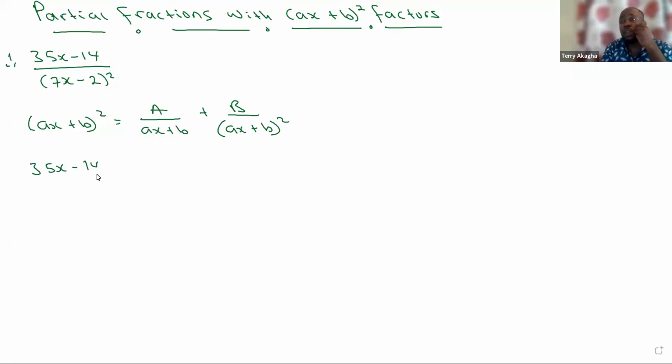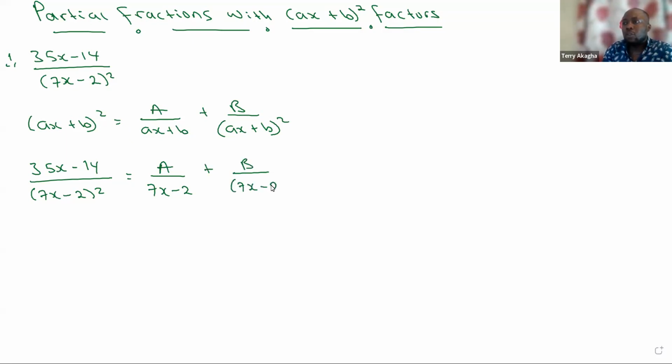So this is going to be 35x minus 14 divided by 7x minus 2 squared, and that will give you a over 7x minus 2 plus b over 7x minus 2 raised to power 2. And you see, now we do the same thing.